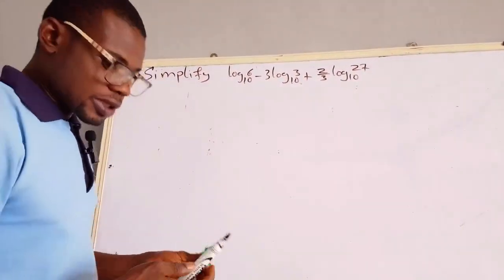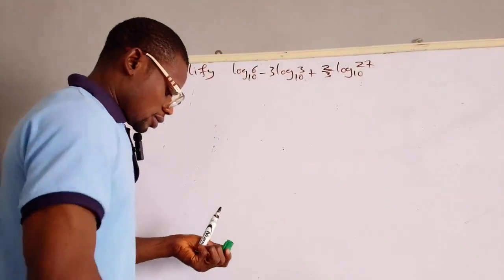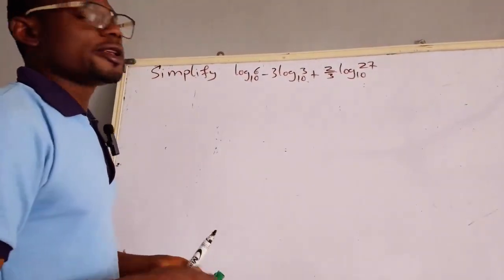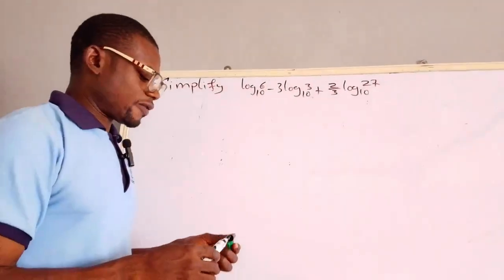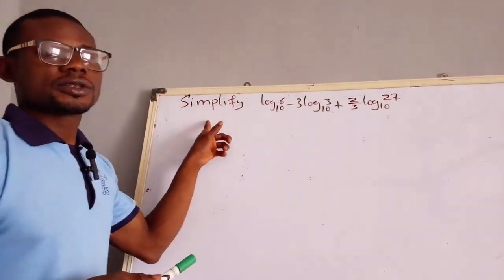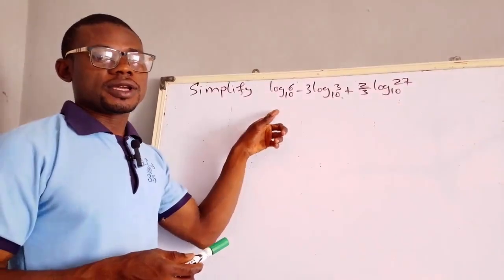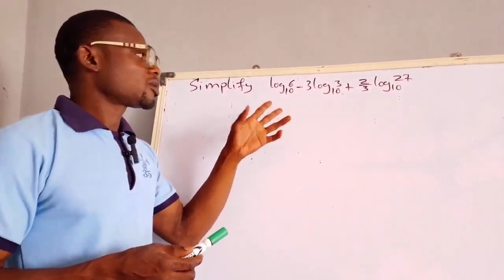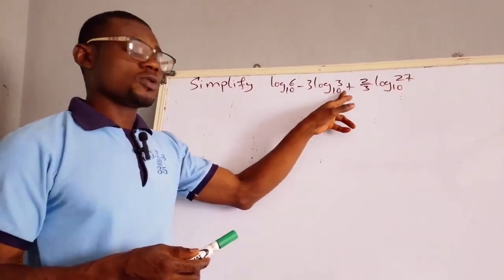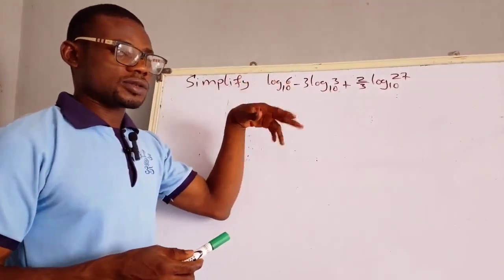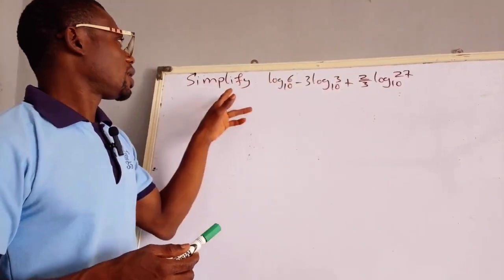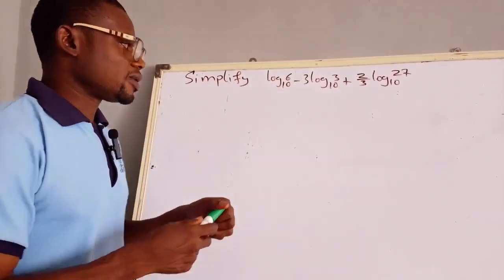All right, let's look at this question from Logarithms as well. We want to simplify this. It's either you say simplification or evaluate. Once you have seen the question, you know what to do. Either evaluate or simplify. So we're asked to simplify this. How do we go about this?